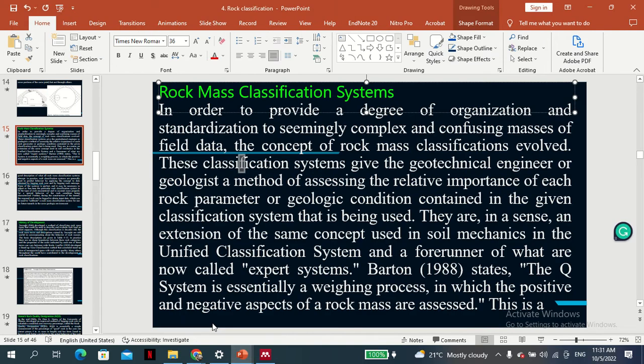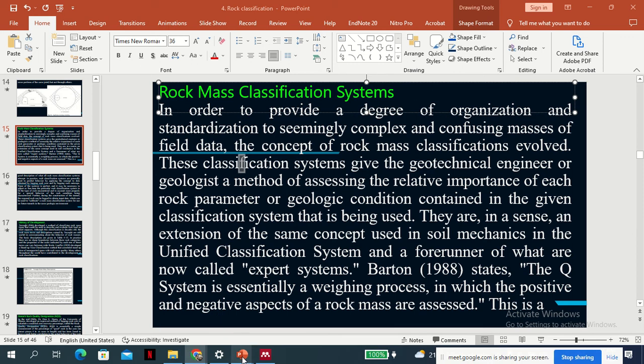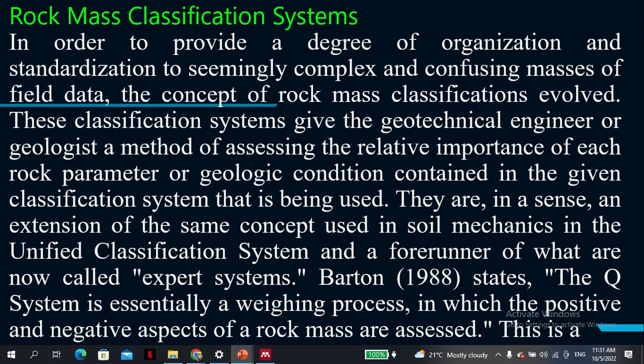So there are some classification methods that we need to study. This is like the unified classification system, but for rocks, the unified classification system for the soils.